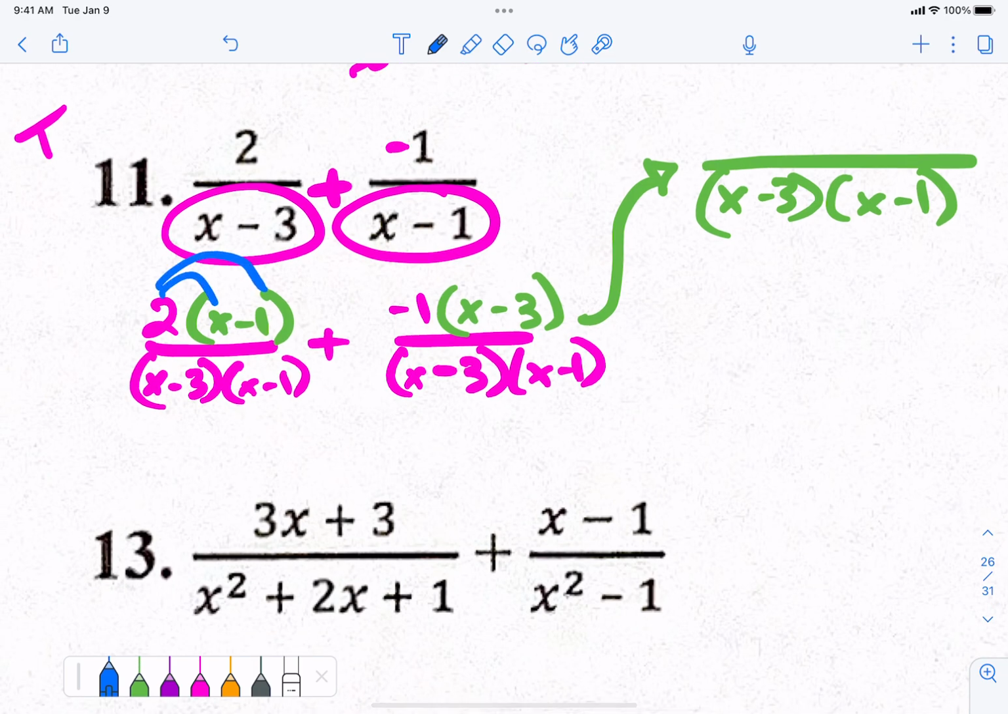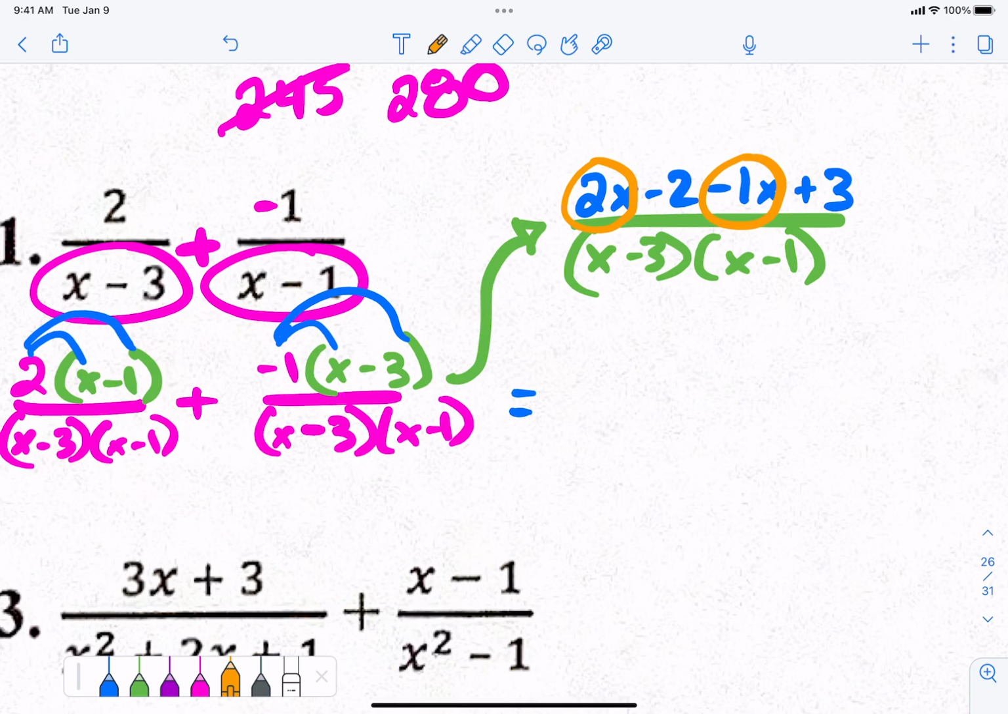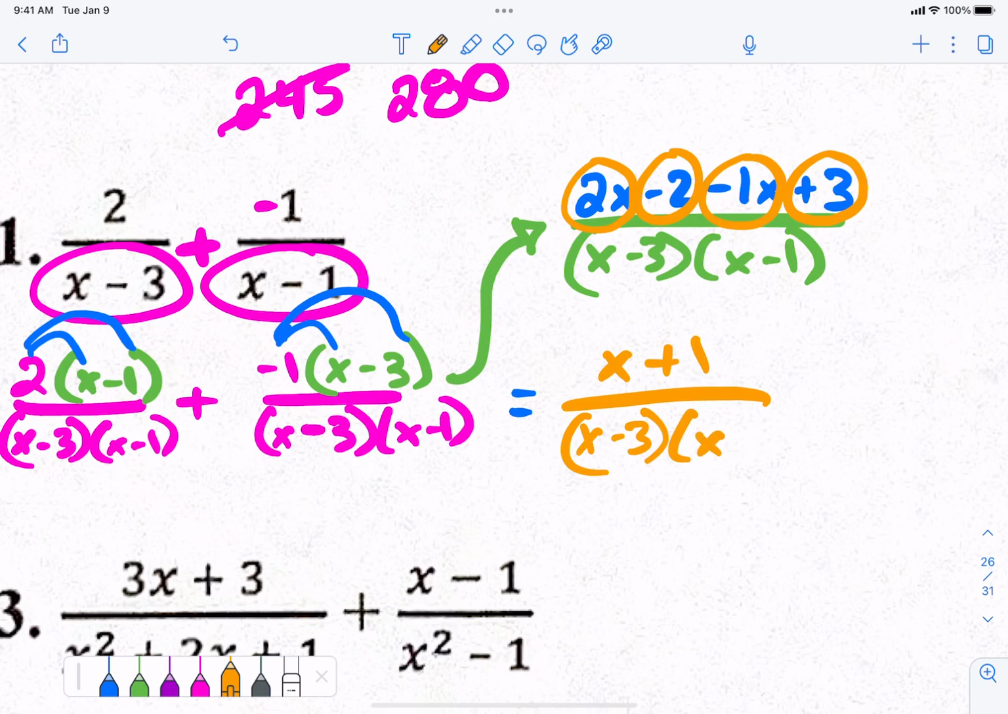I take 2 times x and 2 times negative 1, which is 2x minus 2. Now negative 1 times x and negative 1 times negative 3: negative x plus 3. All done? Not yet. On the top, can you do 2x minus 1x? That's just 1x. What's negative 2 plus 3? Plus 1, over x minus 3 times x minus 1.